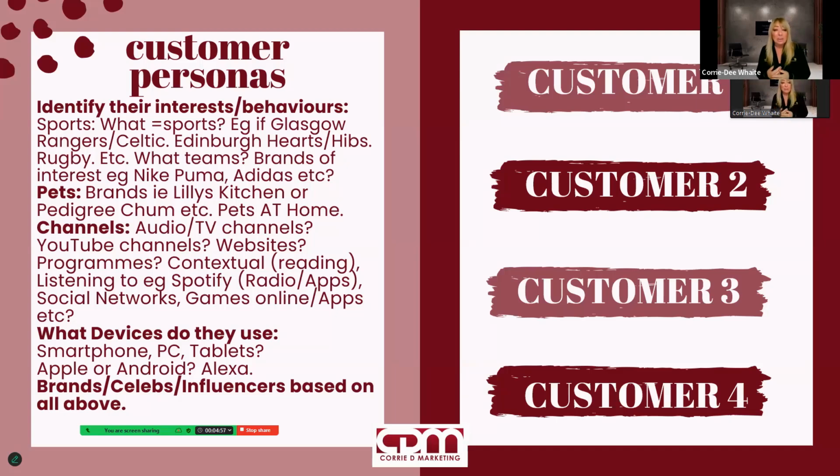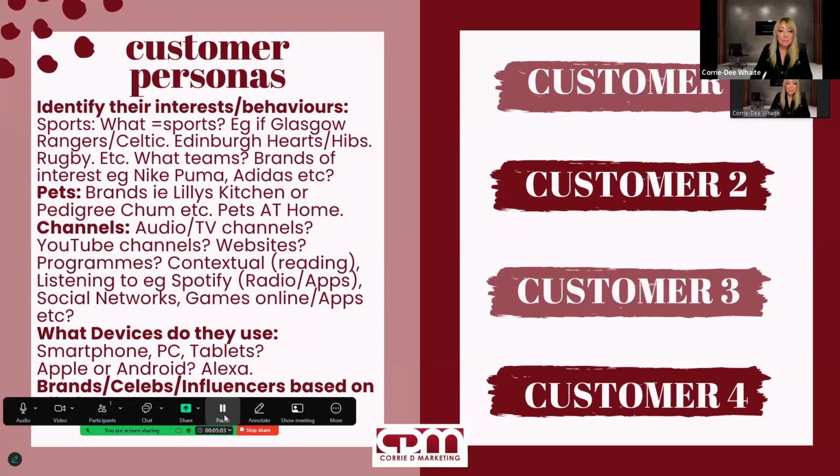You might get Nike, for example. They might also like brands like Lily's Kitchen if they're a dog owner. They might like brands like Pedigree Chum or Pets at Home. They might also like to watch TV programmes like Dogs Behaving Badly. What audio do they listen to? If they're older and they're retired, they perhaps get dogs.